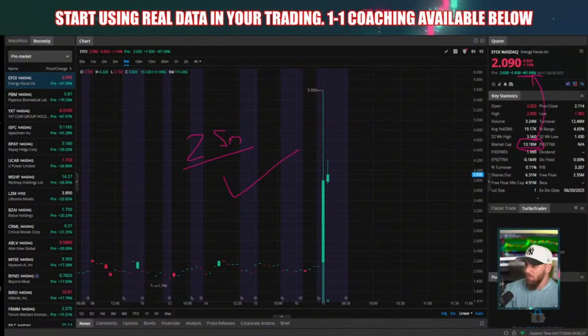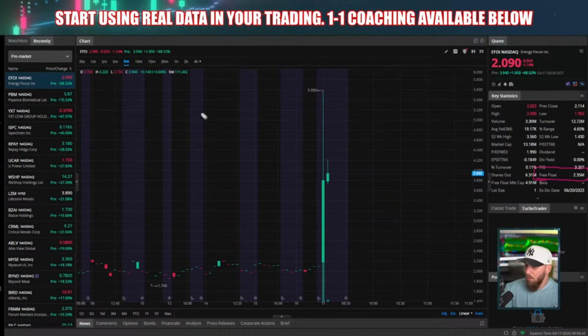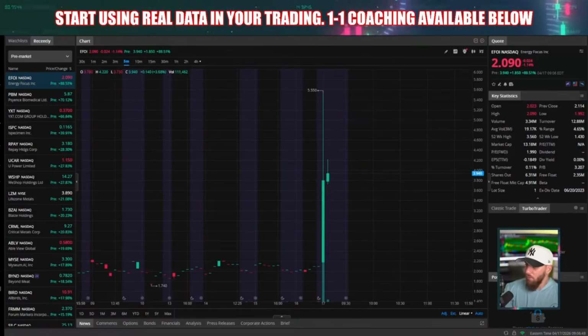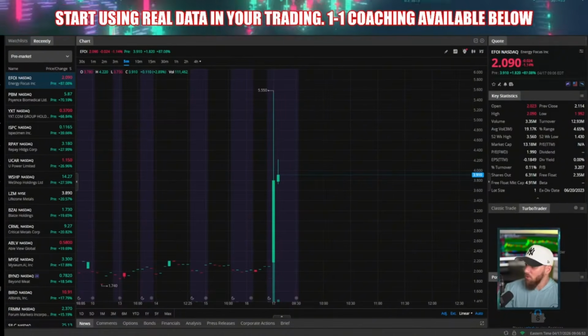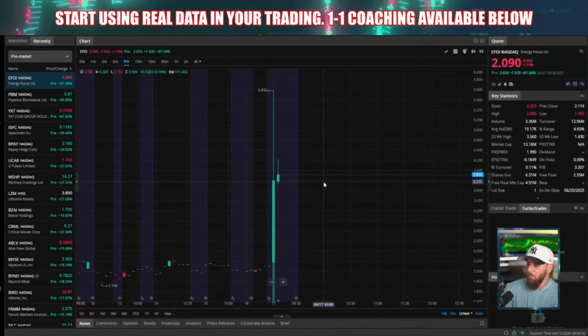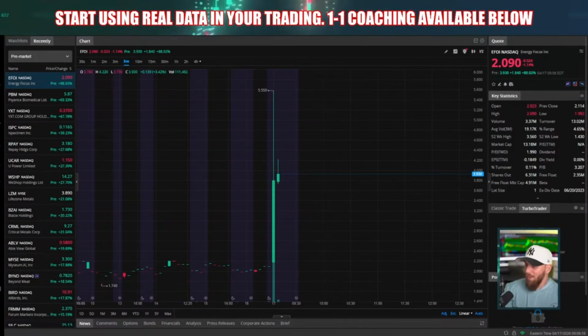So that's possible. Now, what else do we want to look at? We also want to look at the free float. Free float, 2.3 million. All right. So below 50 million is good. Below 10 million is great. So free float is really good. And again, free float is just the amount of shares out on the market for retail traders like me and you to trade. The lower the free float, from what I've tracked, the higher the gains. So EFOI is definitely a possible play for us.